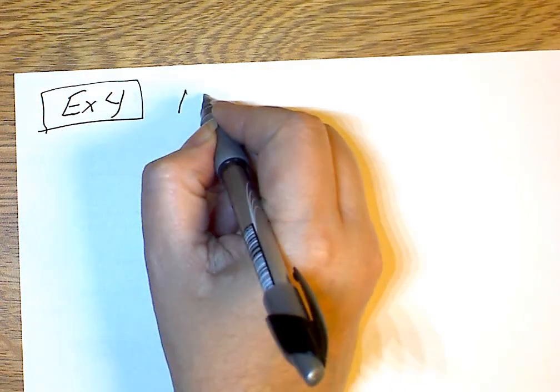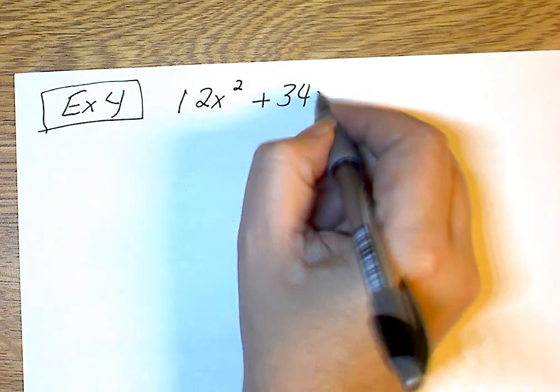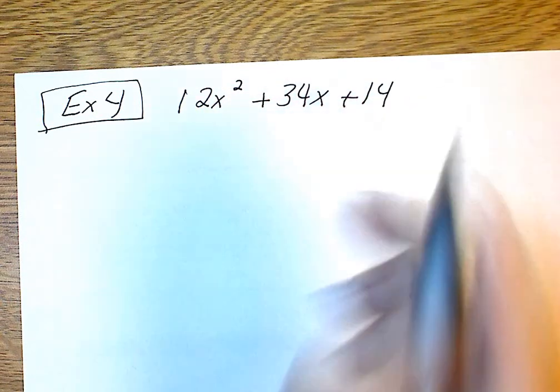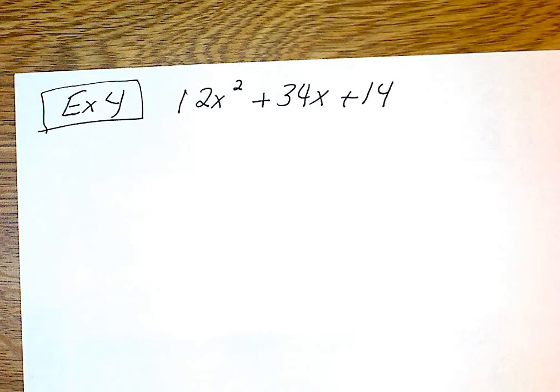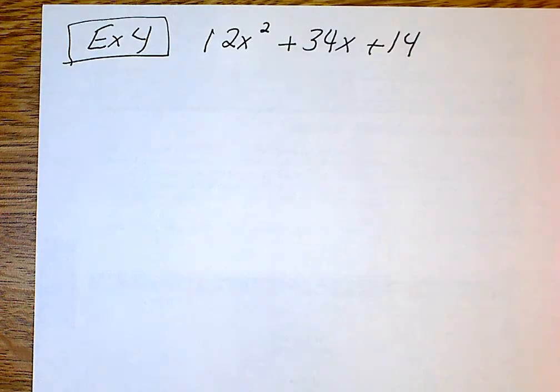We have 12x squared plus 34x plus 14. This is not a perfect square, so we have to see what they have in common. Is there anything that 12, 34, and 14 have in common? 2. So we're going to pull out a 2.